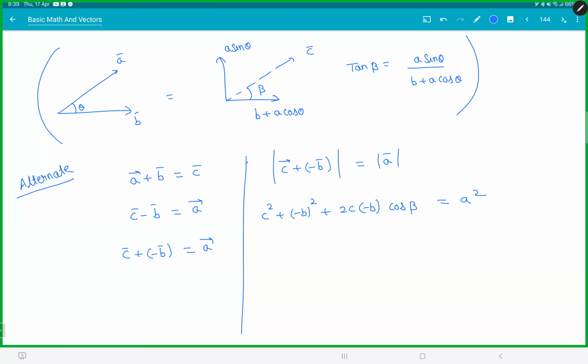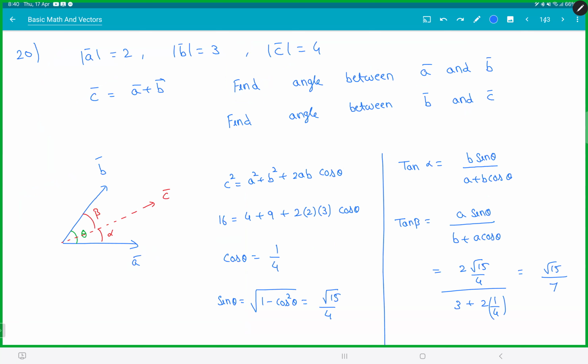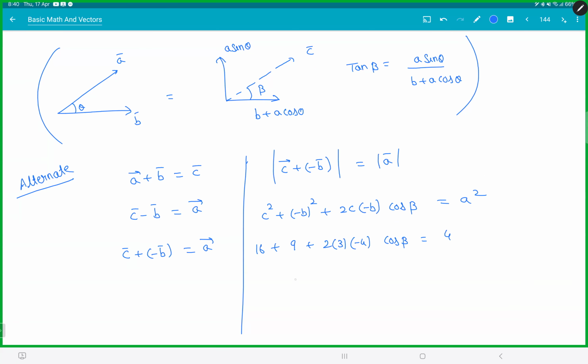Is that making sense? This is faster. And then what is c ka value? C is 4, b is 3, so 2 times 3 minus 4 cos beta is equal to a square, which is 4. How much is this? Cos beta will be 21 by 24, which is 7 by 8.